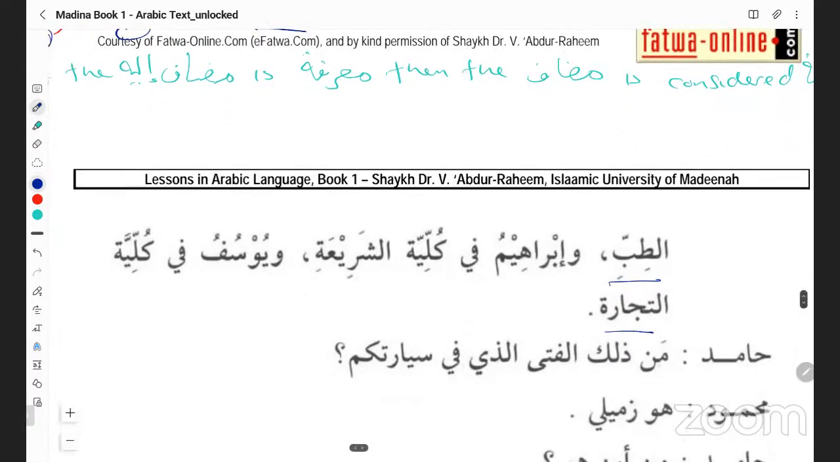حامد من ذلك الفتى الذي في سيارتكم? Who is that?